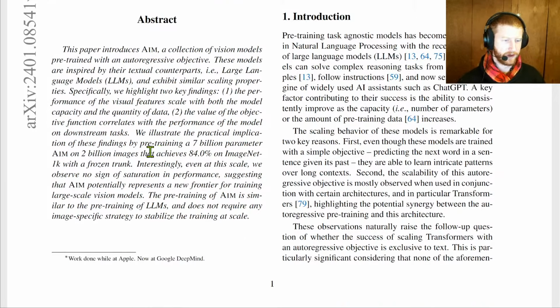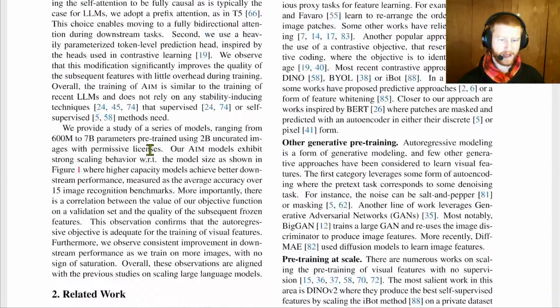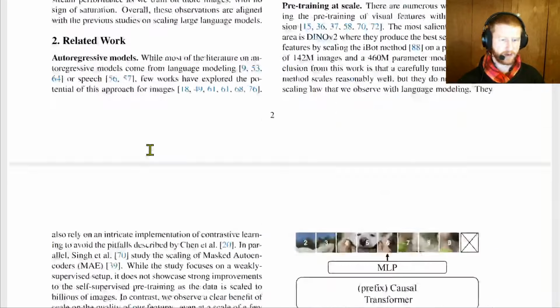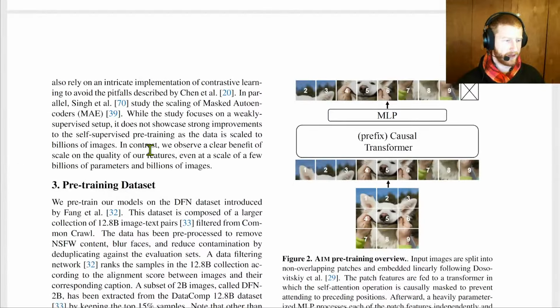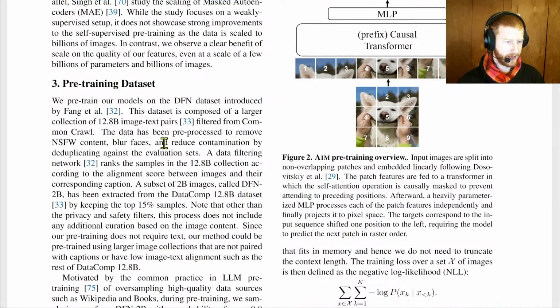Okay, so they do various tests on that. Let's skim through and try and get an idea of A, how they're training, and B, what this looks like. Okay, so they're training on a large data set of images, and in fact image text pairs filtered from Common Crawl.